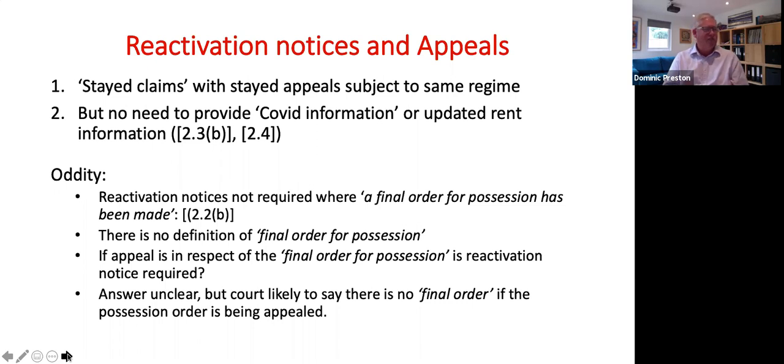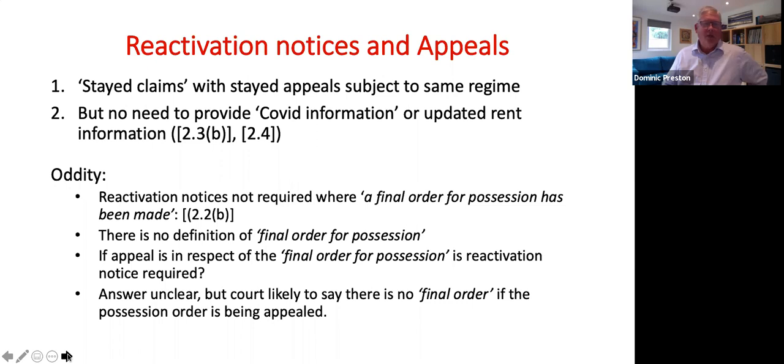I think, so it's slightly unclear, but I suspect the court is likely to say that there is no final order if it is the possession order that is being appealed. And that's just me taking a view, others may argue otherwise, but the real point is, if you want to get your appeal going again, I suspect the court isn't going to do anything without you serving that reactivation notice.